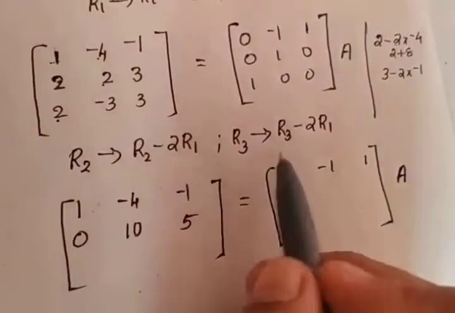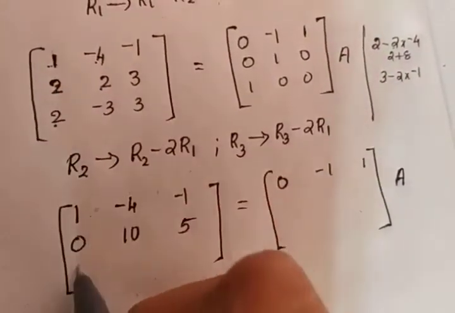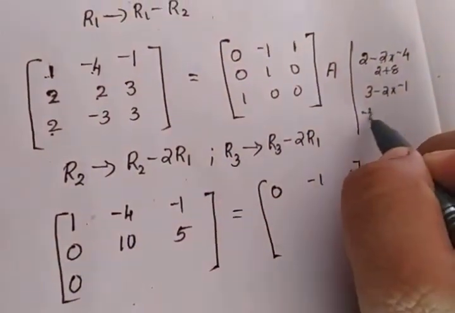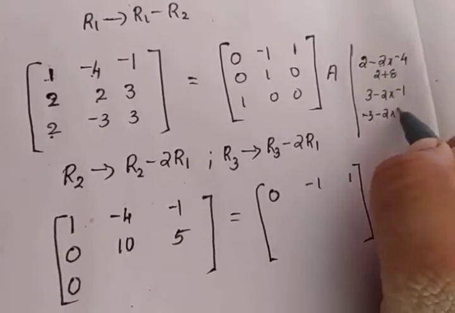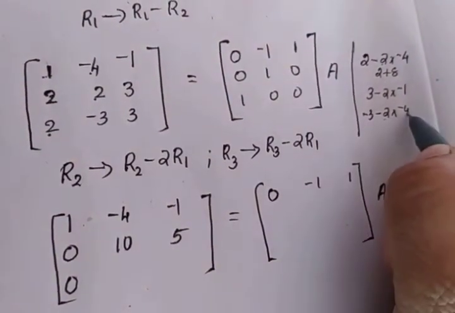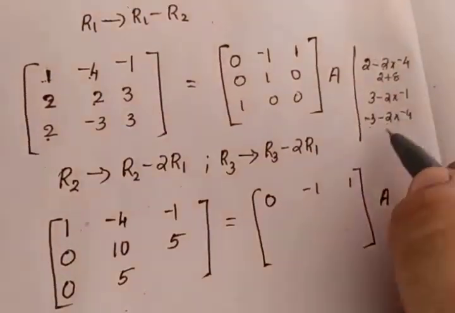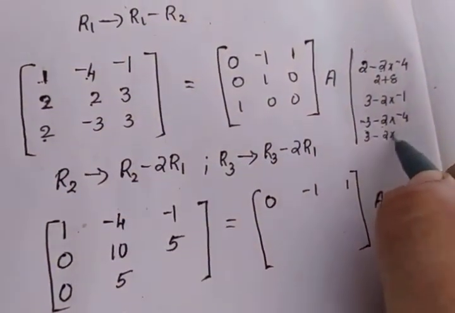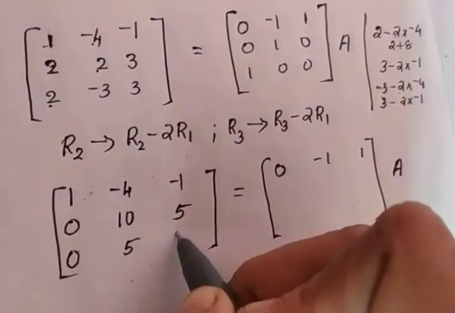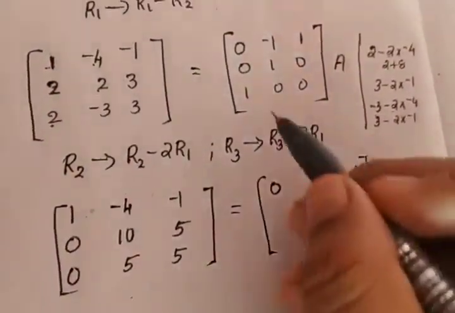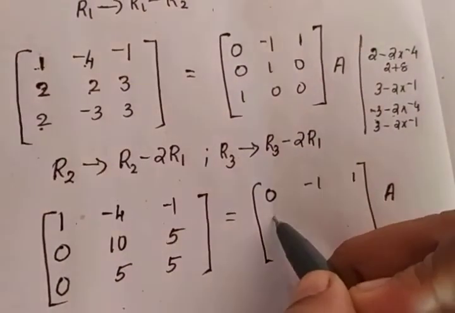Again third row what happens? The same thing. 2 minus 2 is 0. The next element is minus 3 minus 2 into minus 4. Minus 2 into minus 4 is 8, plus 8 minus 3 gives you 5. Again 3 minus 2 into minus 1. So 3 plus 2 again gives you 5. Second row again the same, 0 minus 0. So no change, it is 0.